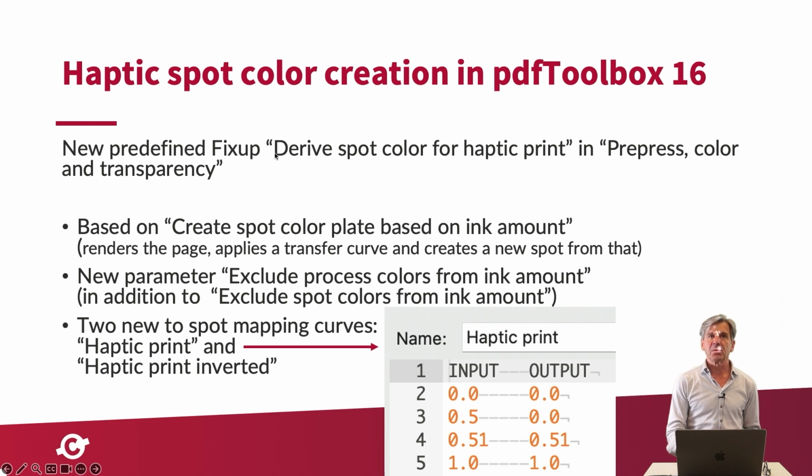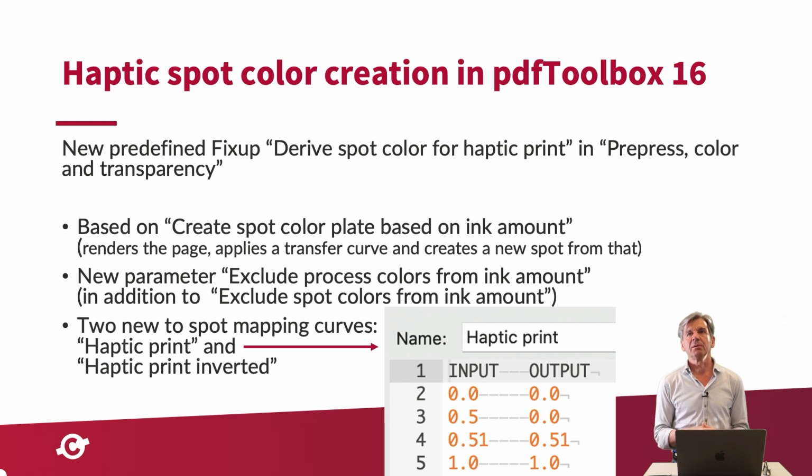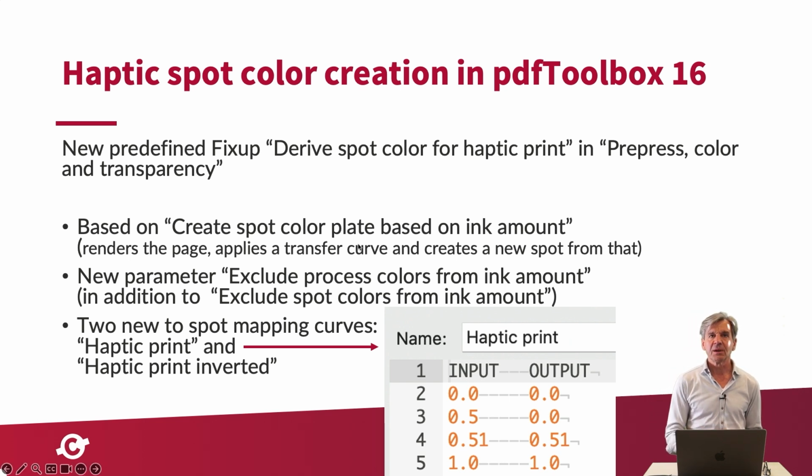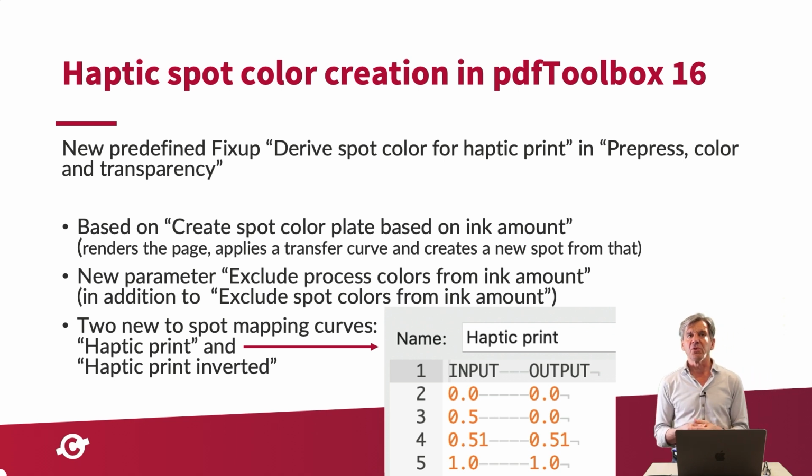What we have and what you will find in pdfToolbox 16 is a new predefined fix-up, derived spot color for haptic print. And you will find that in the default library prepress color and transparency. The only parameter that we've added is exclude process colors from ink amount. There already was exclude spot colors from ink amount, but for haptic print, you may also want to exclude process colors. So there is another input field now to do that.